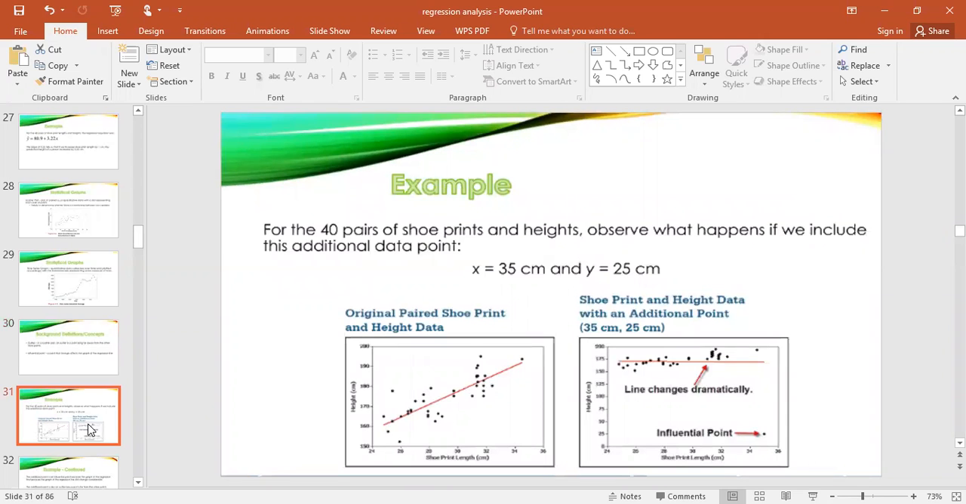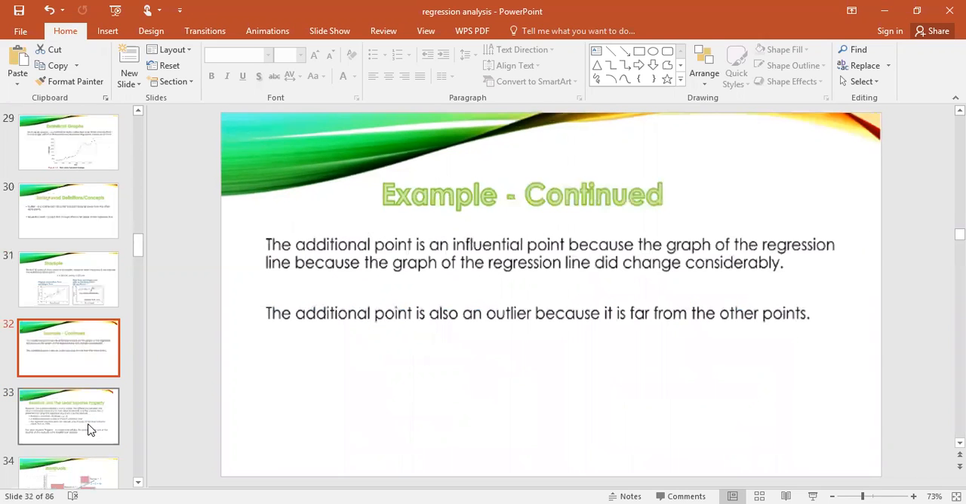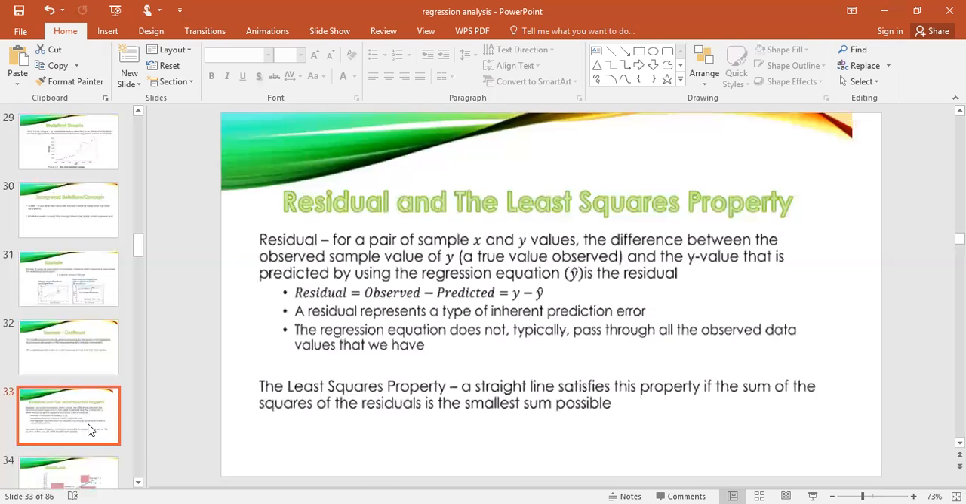For the 40 pairs of footprint and height, observe what happens if we include this additional data point: x is 35 cm and y is 25 cm. Original paired footprint and height data. Footprint and height data with an additional point. The additional point is an influential point because the graph of the regression line did change considerably. The additional point is also an outlier because it is far from the other points.